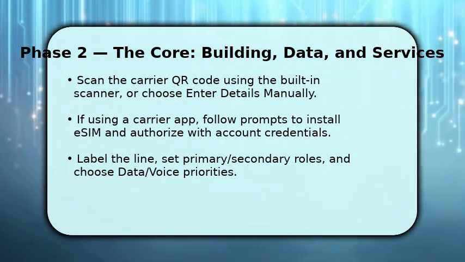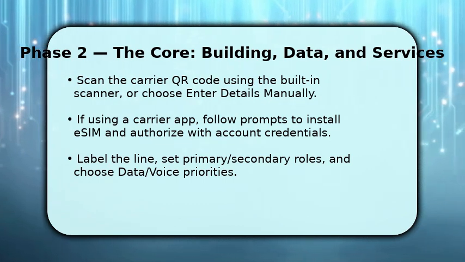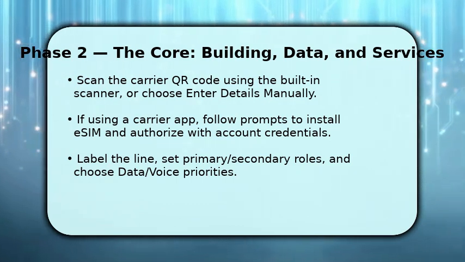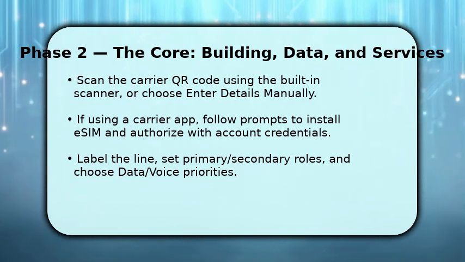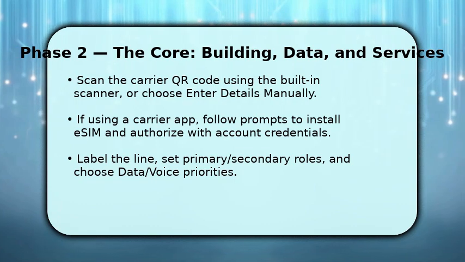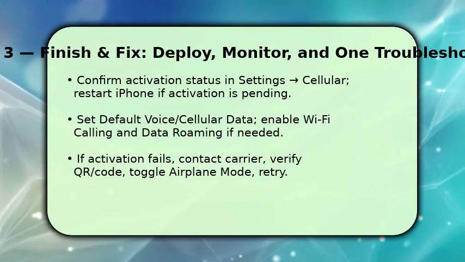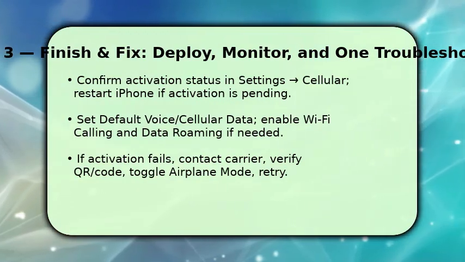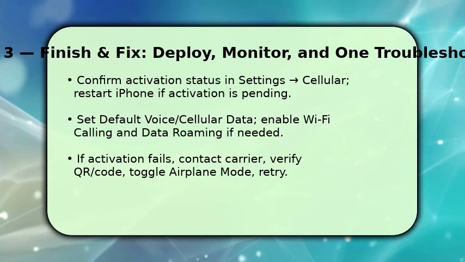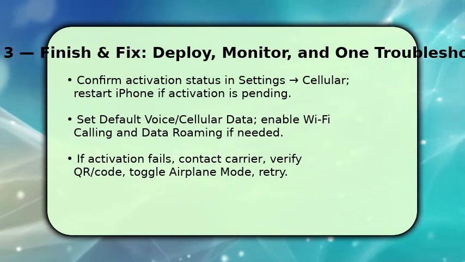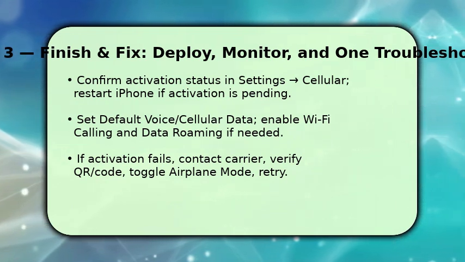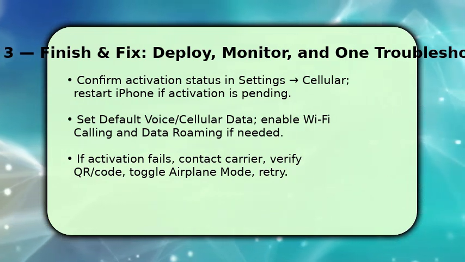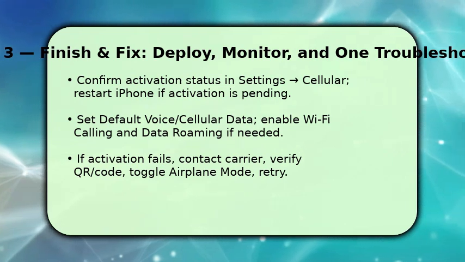Then label the new line. Decide which plan handles cellular data and which handles voice, since iPhone 16 supports dual eSIM profiles with clear role allocation. Finalize by checking Settings, then Cellular, for activation status. If it still shows pending, restart your iPhone to complete the network handshake. Once active, set default voice and cellular data roles and enable Wi-Fi calling or data roaming as required for travel.